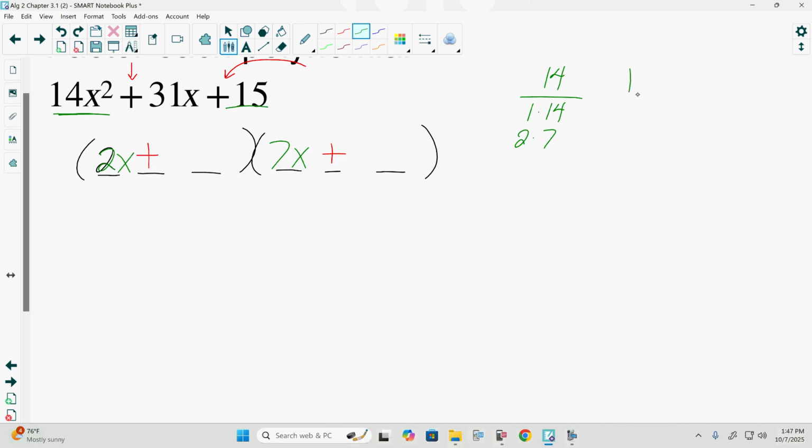Factors of the third term. We're looking at the factors of 15. We have 1 and 15, or 3 and 5. And we could try 3 and 5 first. And again, we just stick them in because at this point here, we can check. If we get the correct middle term, we have it factored correctly. If we don't, we can switch the 3 and 5, try again.